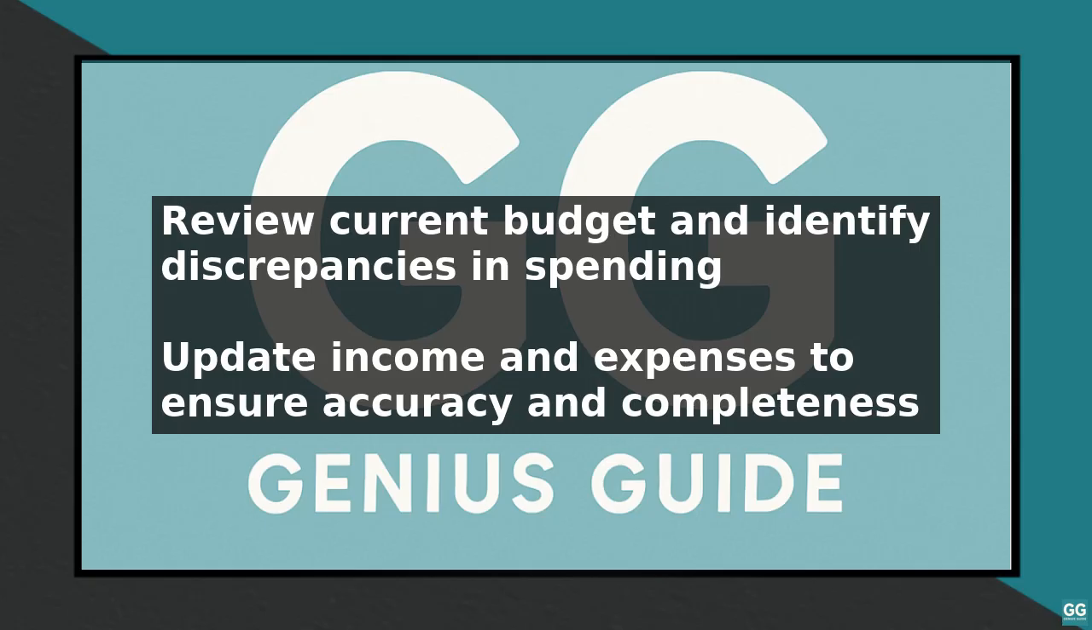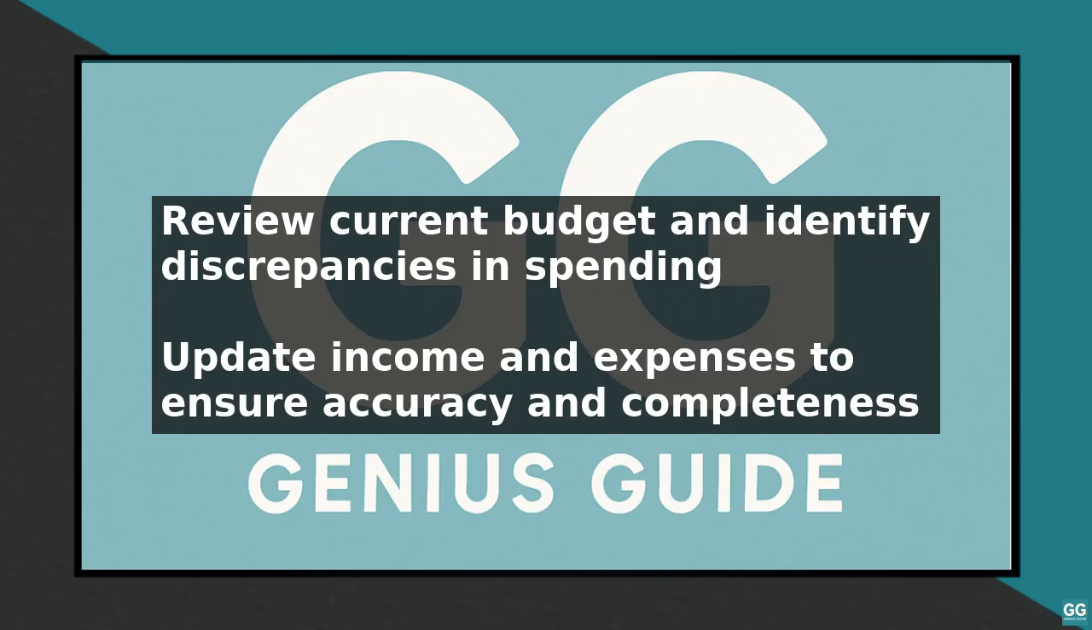Now, go through each category in your budget and reconcile the difference between what you plan to spend and what you actually spent. If you overspent in a category, determine where you can cut back in other areas to make up for the difference. If you underspent, consider allocating the extra funds to savings, debt repayment, or another category.